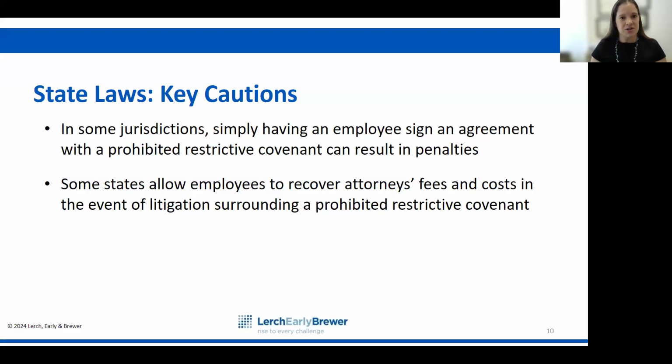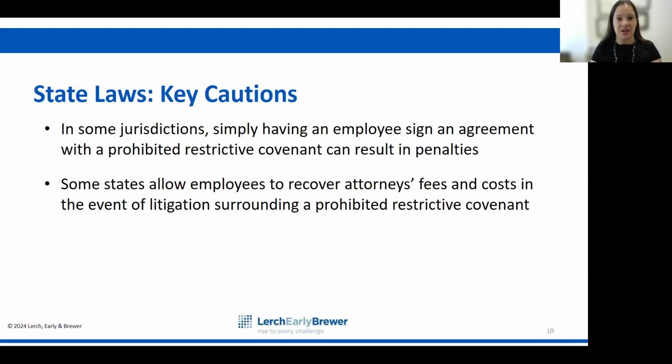So a few cautions as we're talking about just the state portfolio. Some jurisdictions, including notably for us here, Virginia, have penalties associated with just having an employee sign the agreement. In most jurisdictions, the way the laws are structured, the consequence of having someone sign a prohibited non-compete or a prohibited non-solicitation agreement is just going to be that you can't enforce that agreement. So you can have someone sign a non-compete agreement in Maryland that violates the Maryland law. It's just not going to be enforceable. You're not going to be able to do anything with it.